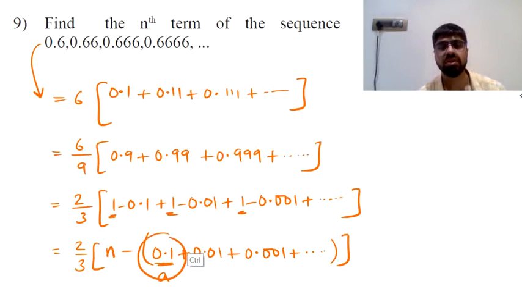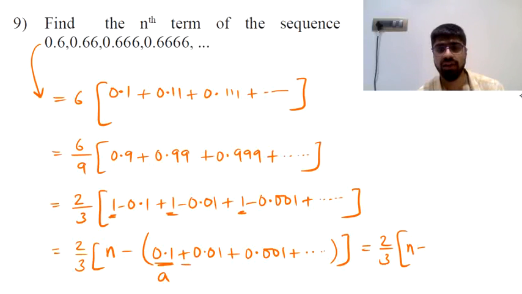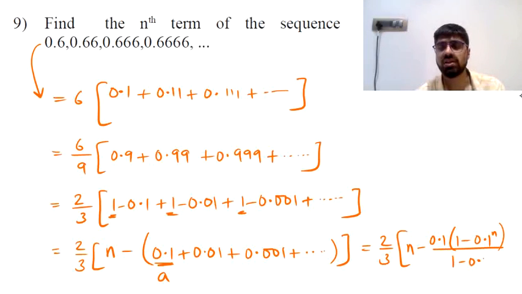Having identified the first term as 0.1 and the common ratio as 0.1, we can say that the value for this entire sequence is going to be, so we have 2 by 3 n minus the value for this entire GP. I mean the sum of all the terms of that GP will be a, which is 0.1, into 1 minus r power n, that is 1 minus 0.1 power n, divided by 1 minus r, that is 1 minus 0.1. 1 minus 0.1 will be 0.9, and 0.1 upon 0.9 can be written as 1 upon 9.